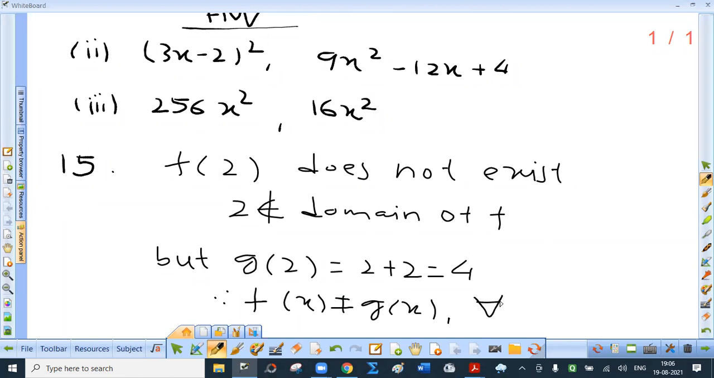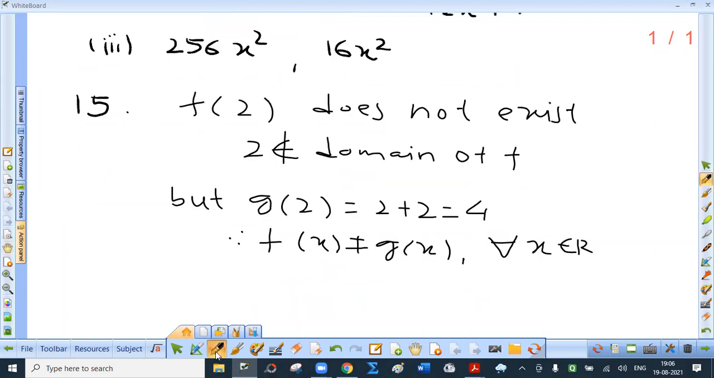This is inverted A. But do not read this as inverted A. Read this as for all, for every. For all x belonging to R. Hence, f is not equal to g. Take your own time.